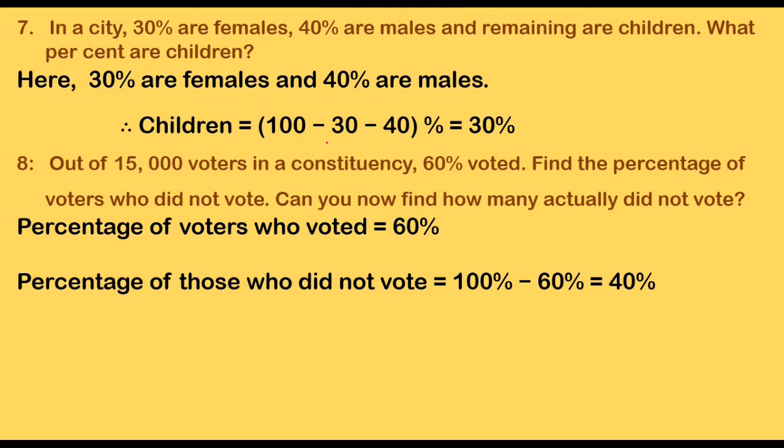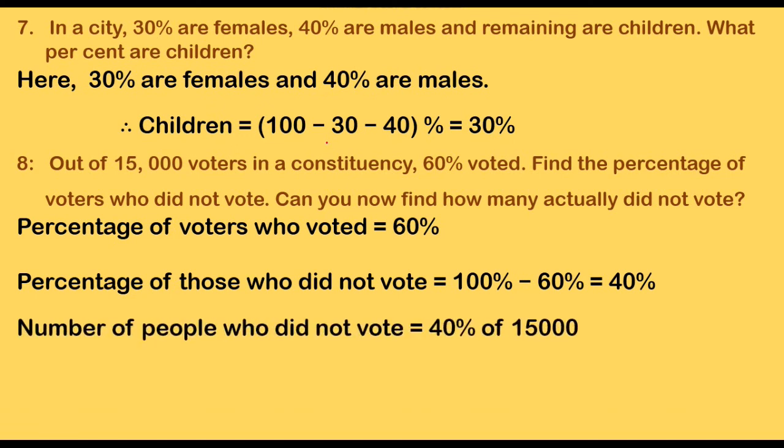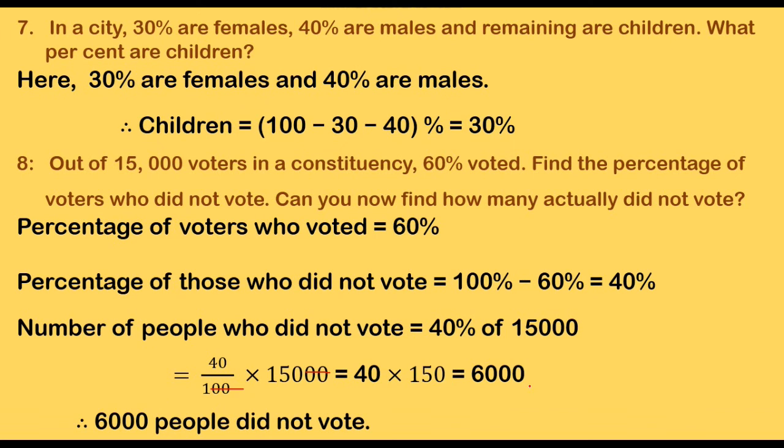Now here we know the percentage of voters who did not vote. I have to find the number of voters who did not vote. So find out 40% of 15,000 voters. So 40% of 15,000 voters will be 40 upon 100, multiply 15,000. Cut the zeros. What we get? 40 multiply 150, that is 6,000. So 6,000 voters did not vote.